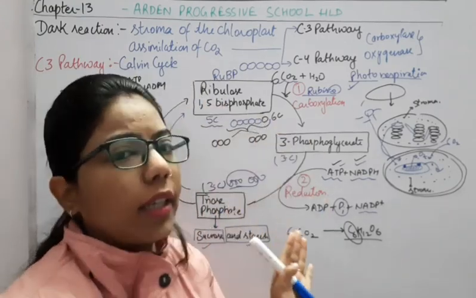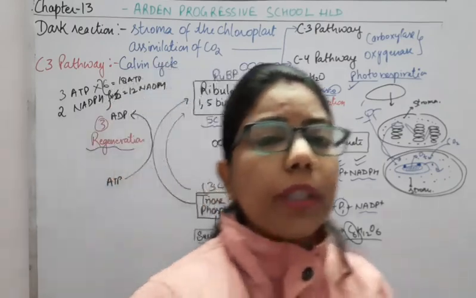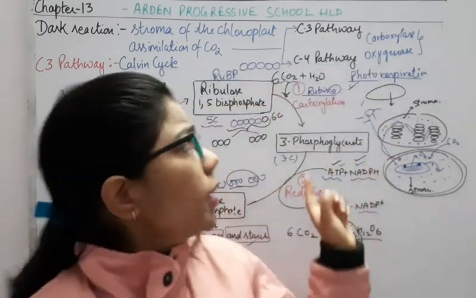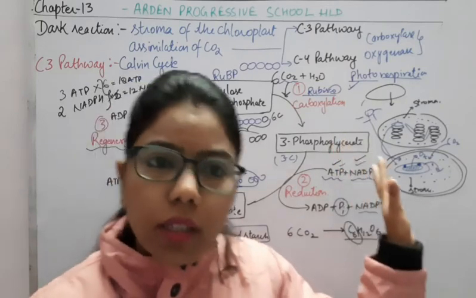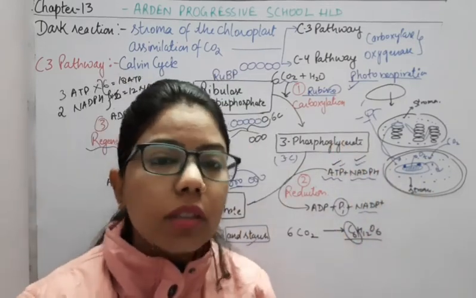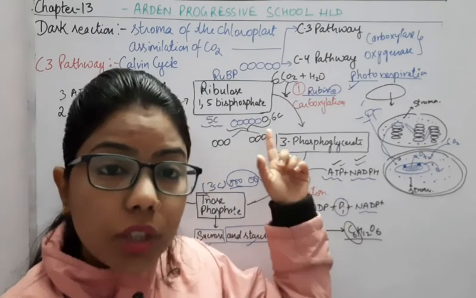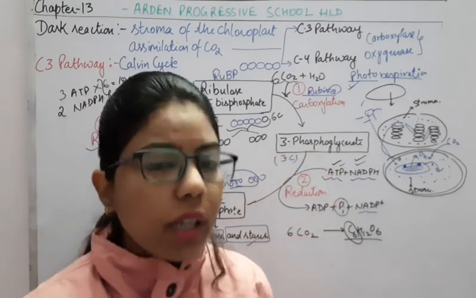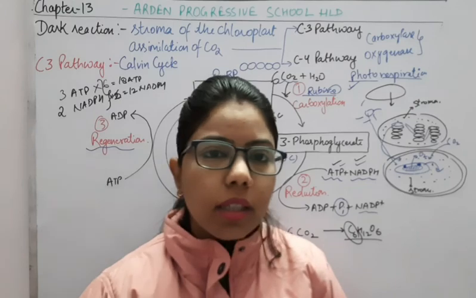And ultimately it will continue in this cycle. Okay, so today we have completed the C3 cycle, which takes place both in the C3 plant as well as the C4 plant. And in the C3 cycle we are fixing the CO2 with the help of which enzyme? Rubisco enzyme. Okay, so for today that much is there. Thank you.